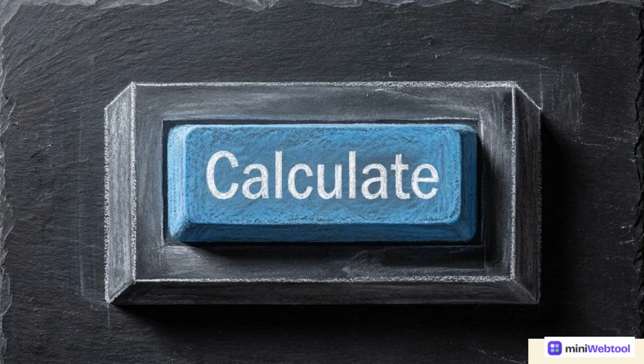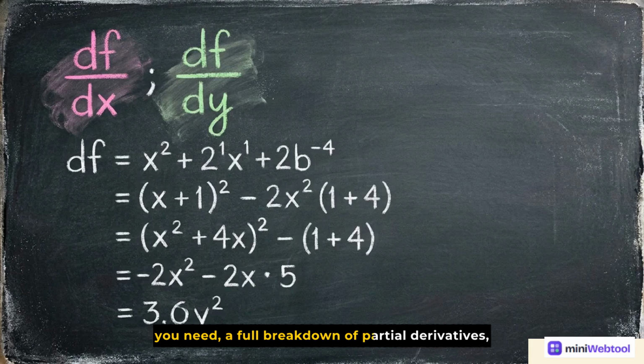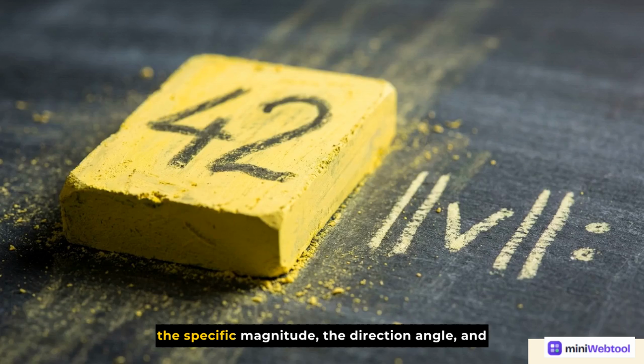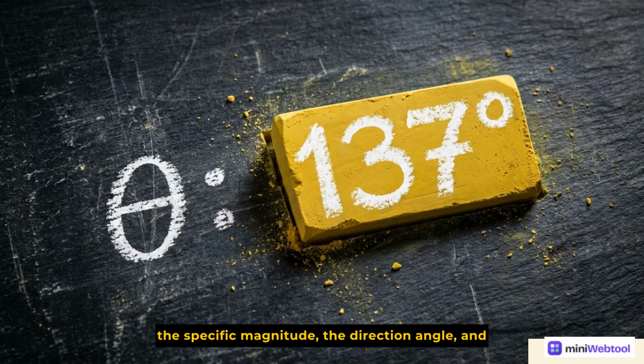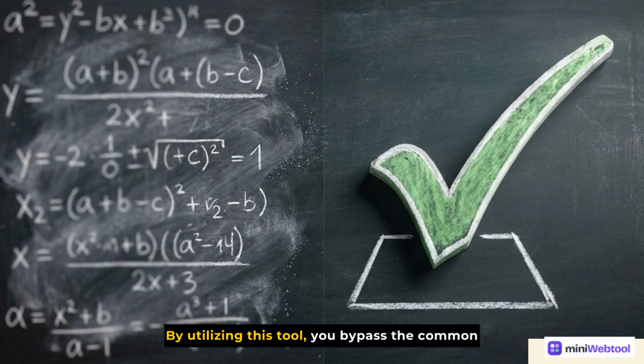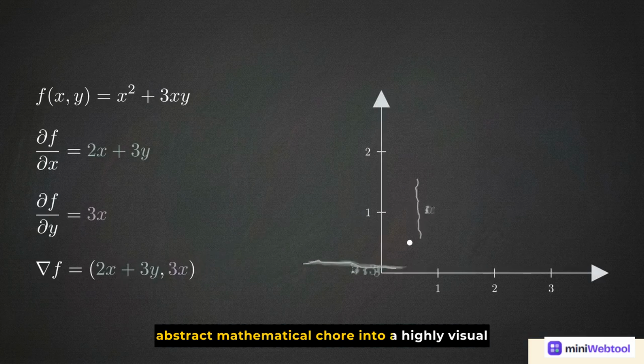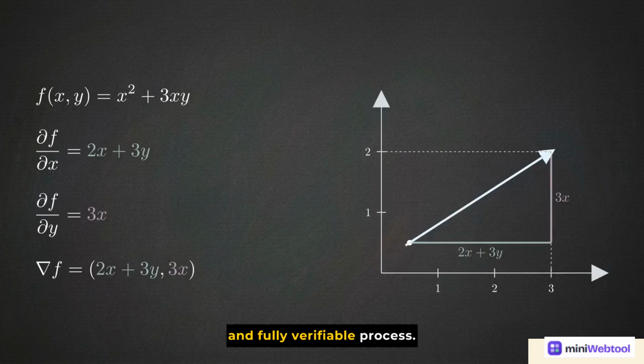accurate solution. This interface generates the complete set of data you need: a full breakdown of partial derivatives, the specific magnitude, the direction angle, and an interactive 2D vector field plot. By utilizing this tool, you bypass the common bottlenecks of manual derivation, turning an abstract mathematical chore into a highly visual and fully verifiable process.